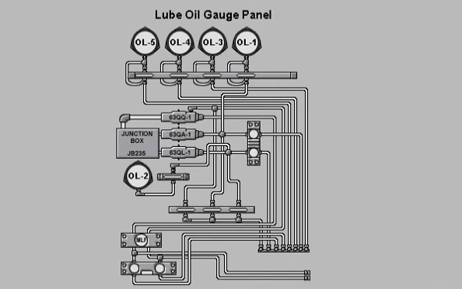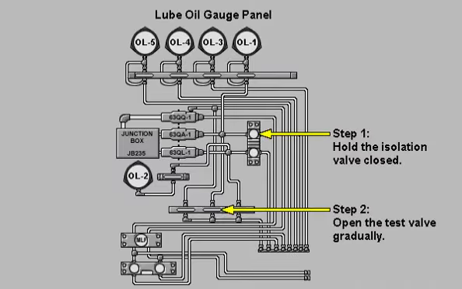To perform the low lube oil pressure auxiliary pump start test, the isolation valve should be held closed and the test valve should be opened gradually to lower the lube oil pressure in the piping to pressure switch 63QA-1. When the lube oil pressure falls to the setting of pressure switch 63QA-1, the auxiliary lube oil pump should start.